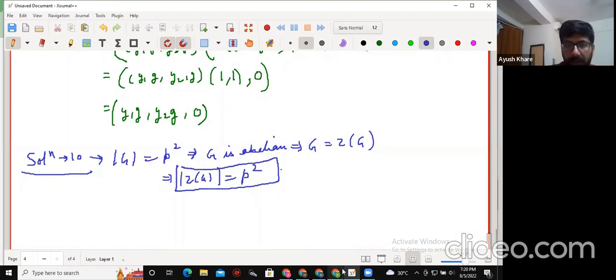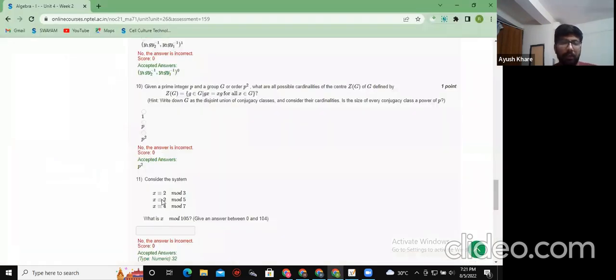Yes. So the next question is of the modulo. Consider the system x congruent to 2 modulo 3, x congruent to 2 modulo 5, and x congruent to 4 modulo 7. So what is x congruent to modulo 105? So see, what is 105? 105 is just the product of 3, 5, and 7. 3 into 5 is 15, 15 into 7 is 105.